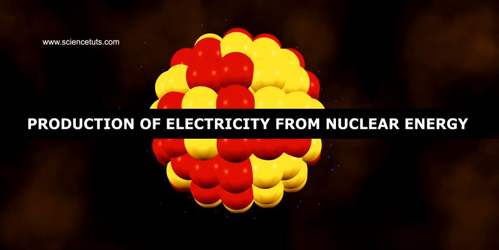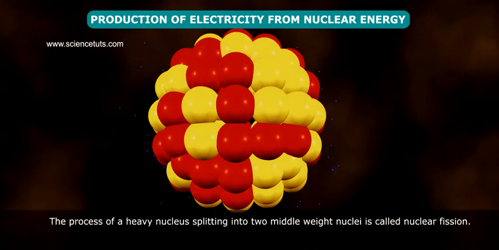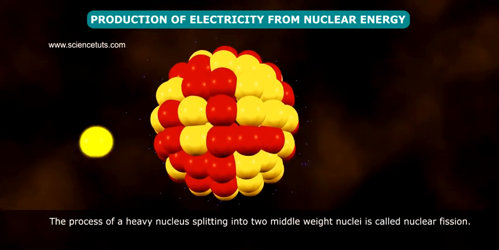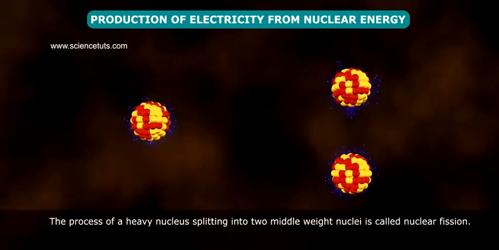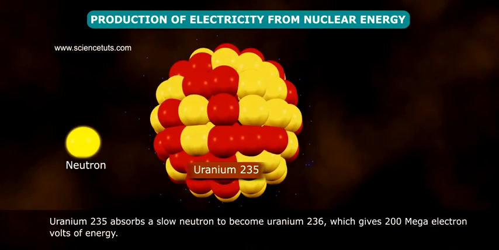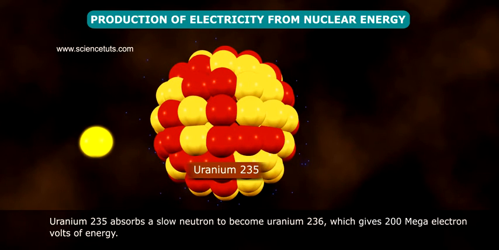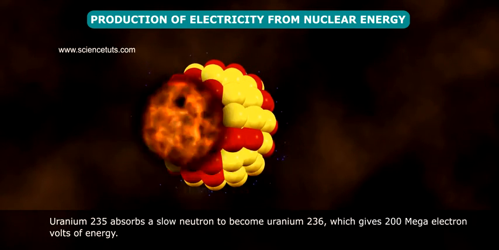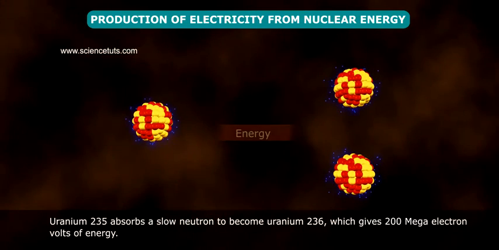Production of electricity from nuclear energy. The process of a heavy nucleus splitting into two middleweight nuclei is called nuclear fission. Uranium-235 absorbs a slow neutron to become uranium-236, which gives 200 mega electron volts of energy.